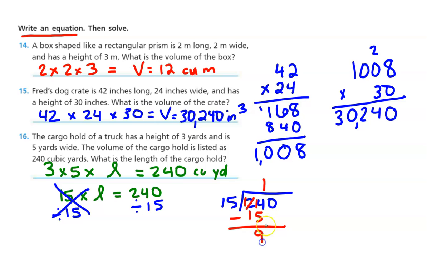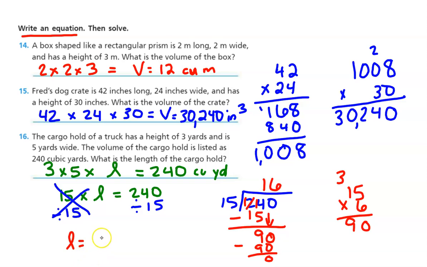14 minus 5 is 9. So now I just need to figure out how many times 15 will go into 90. Well, I know that 2 groups of 15 is 30. 4 groups of 15 is 60. And then 6 groups of 15 should be 90. But let me check. So I'm going to do 15 times 6 to check here. 6 times 5 is 30. Carry the 3. 6 times 1 is 6 plus 3 is 9. So that's perfect. So that means then that 15 went into 90 6 times. Minus 90 means I have no leftover. So that then tells me that my length should be exactly 16 yards.